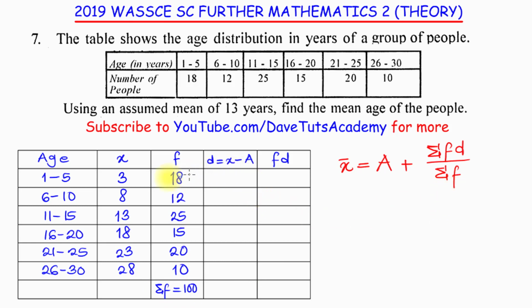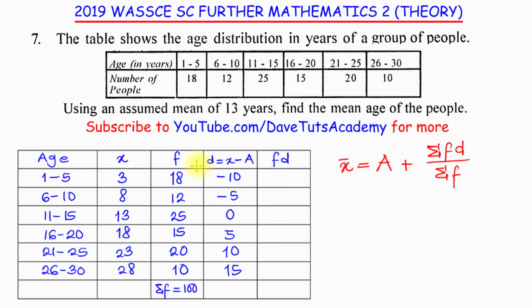To get our deviation, it is the class mark, this column, minus the assumed mean that we are given as 13 years. So that's what we are going to be doing. Students, don't make the mistake of using frequency to subtract. It is the class mark x. So 3 minus 13 will be minus 10. 8 minus 13 will be minus 5. 13 minus 13 is 0. 18 minus 13 is 5. 23 minus 13 is 10. And 28 minus 13 is 15. You can also see that there is a consistency to these values.